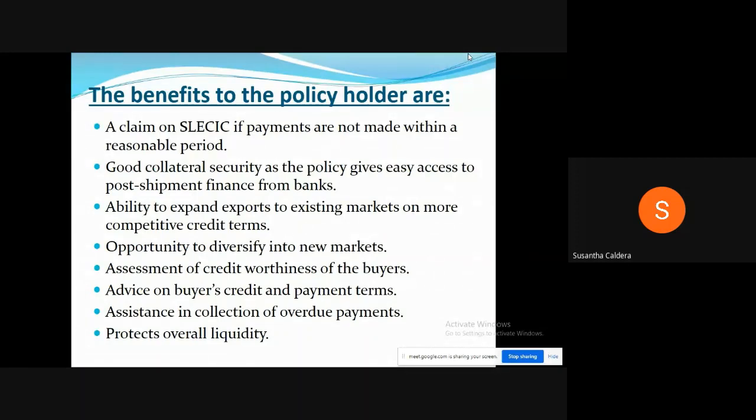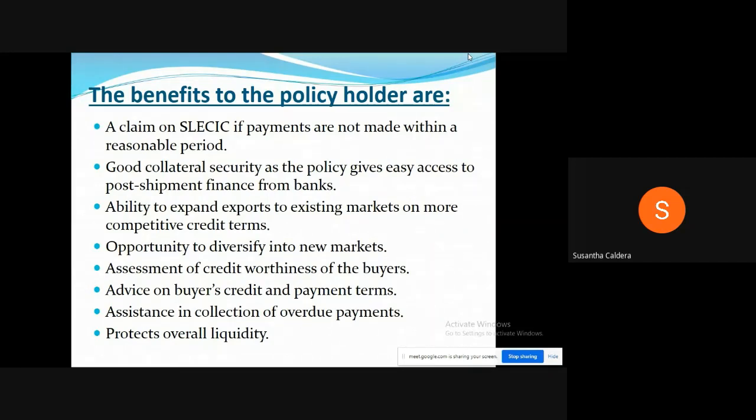Good collateral security as a policy gives you easy access to post-shipment finance from banks. Very important item. When you're asking for post-shipment finance facilities from banks, they will ask you to keep a collateral. Now, if you have taken a SLESIC guarantee, what else do you want? It's a good security for the money advanced by the banks. Get the SLESIC policy assigned to the bank. So it's a very good security, good collateral.